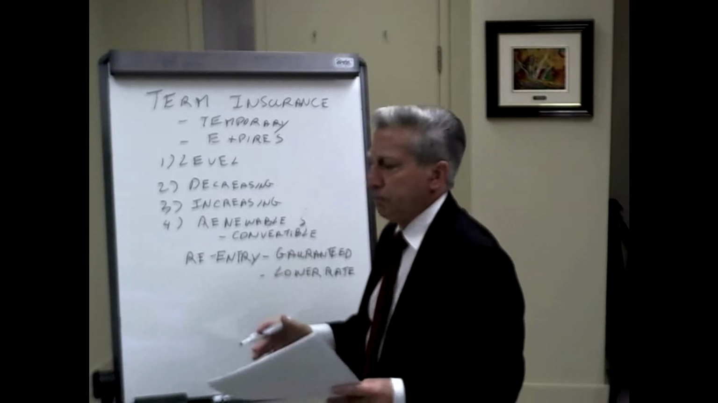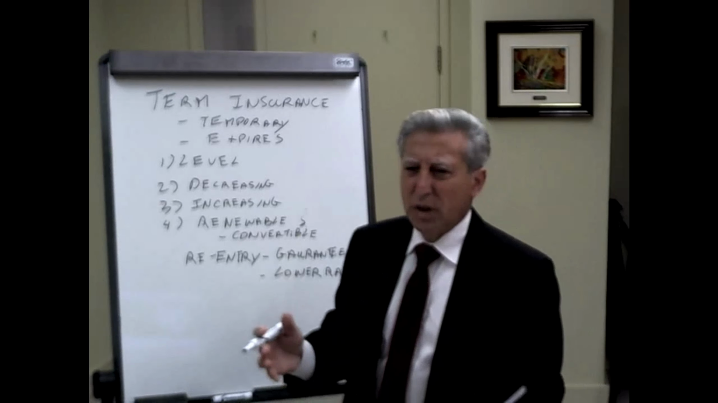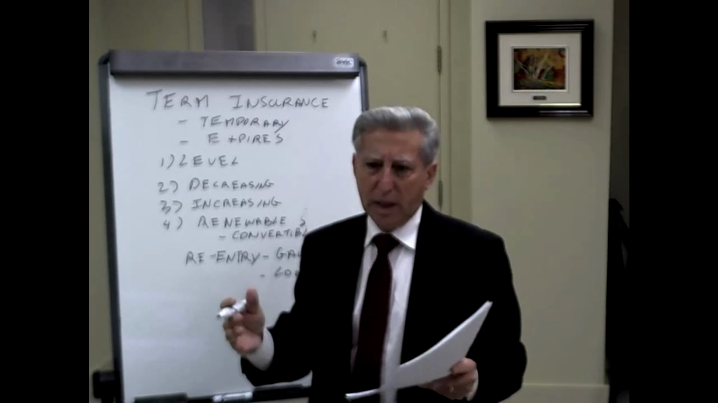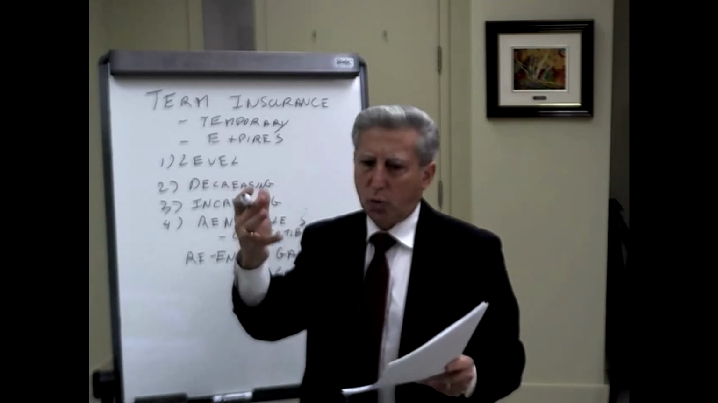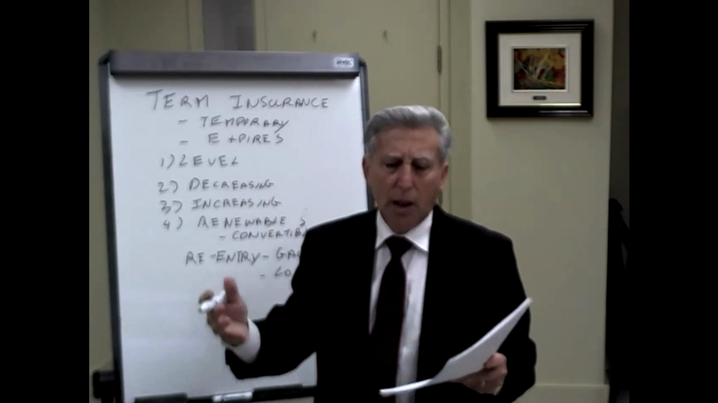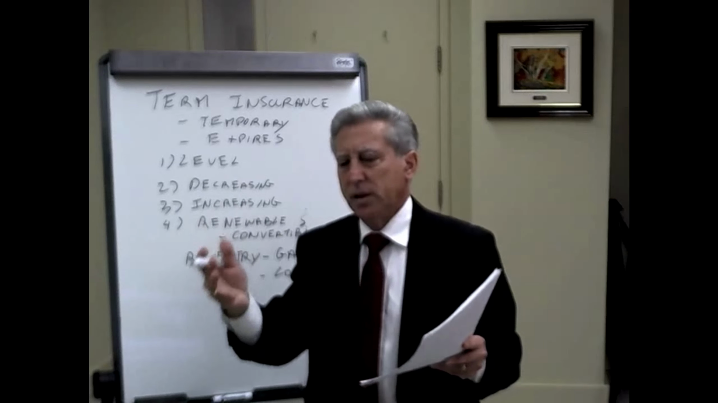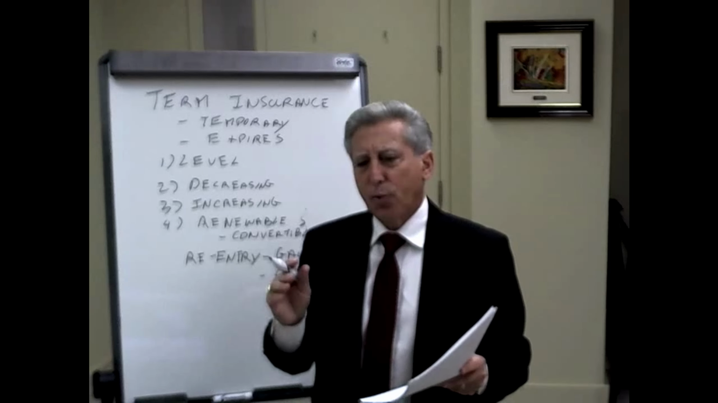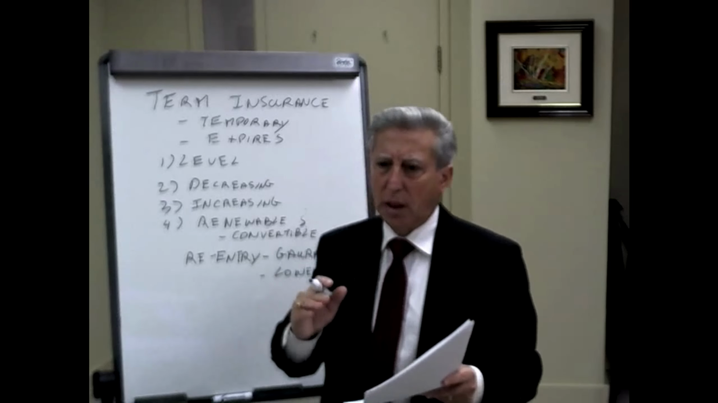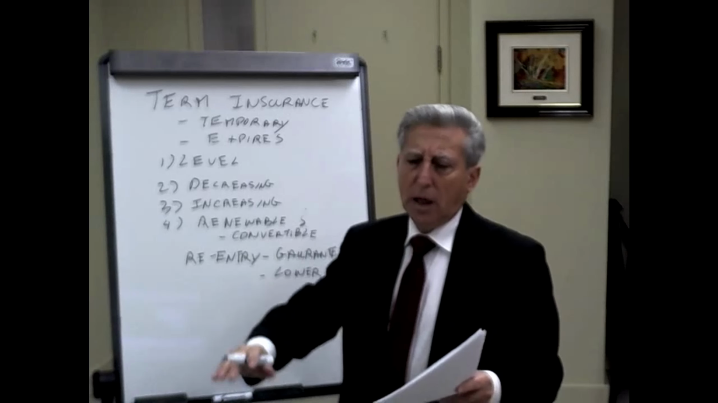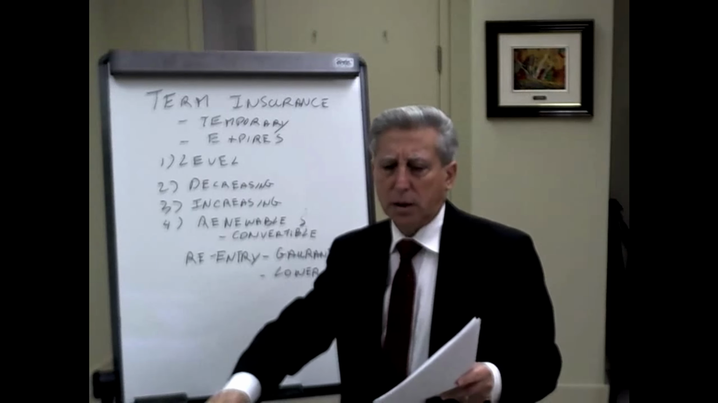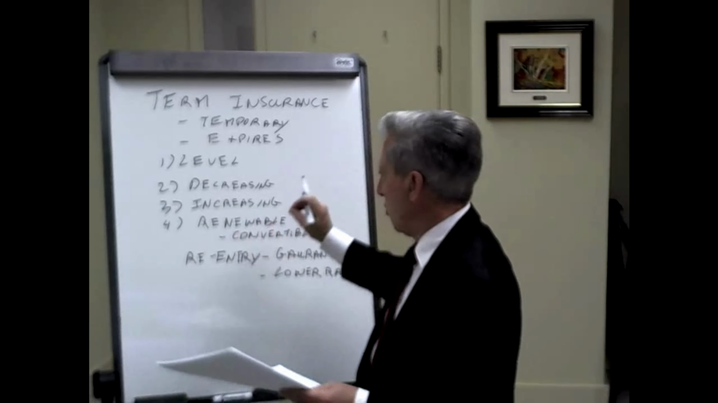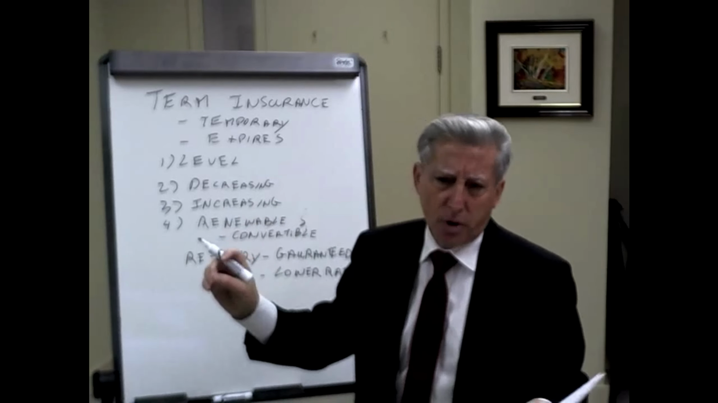The second product is what we call decreasing term. This is really more like your typical mortgage insurance, in that the coverage decreases year by year according to your mortgage or whatever the loan happens to be. So decreasing term decreases year by year for, let's say, 25 years or whatever. However, the premium remains the same. So here we've got a decreasing amount of coverage. The insurance company has less and less risk as the years go on, but your premium remains the same. Most of you will probably recognize that as mortgage insurance.